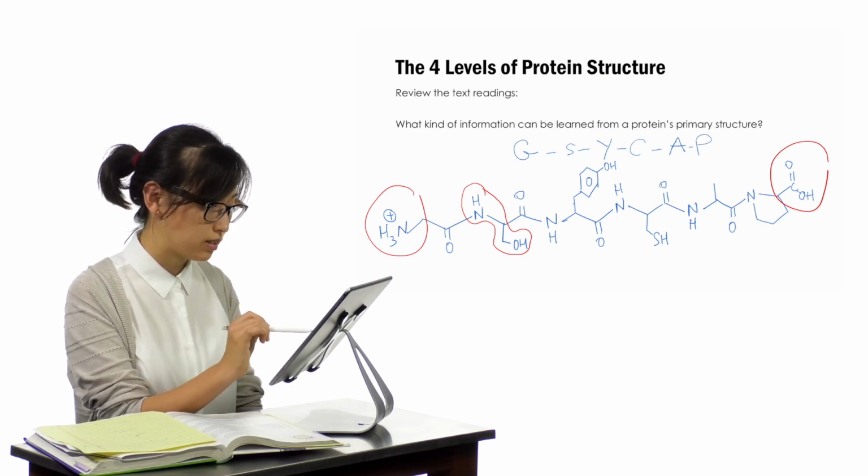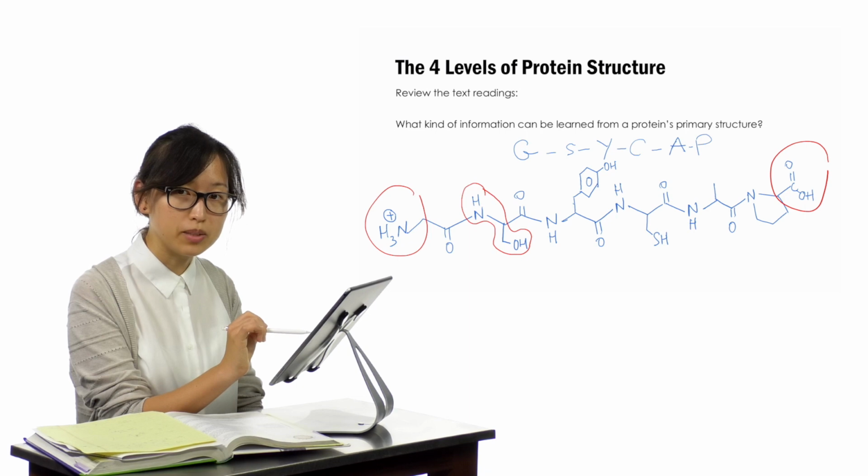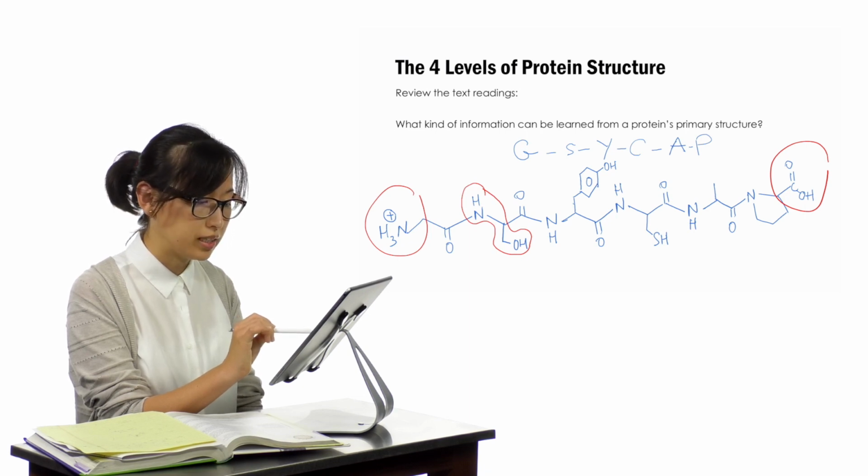And lastly, you'll see the alanine followed by the proline. Be careful with the proline because in proline, the amino end of the residue is connected to the alpha carbon.